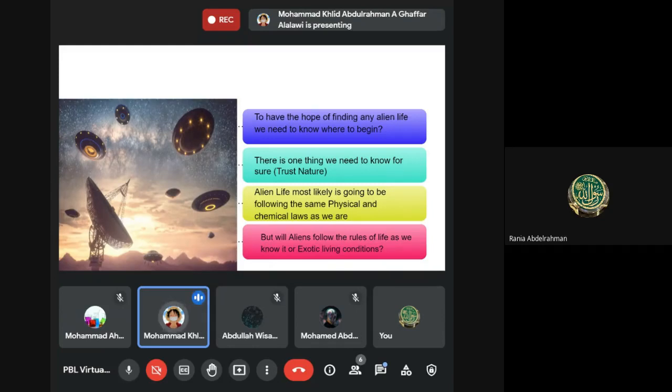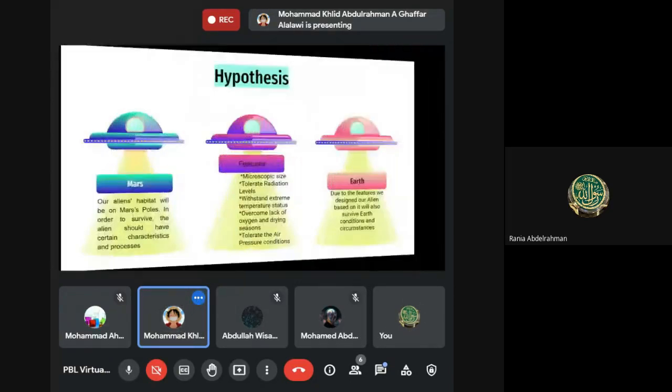Alien life most likely is going to be following the same physical and chemical laws as we are, but we can never be truly sure of that. And will aliens follow the same rules of life as we know it, or will it have exotic living conditions?